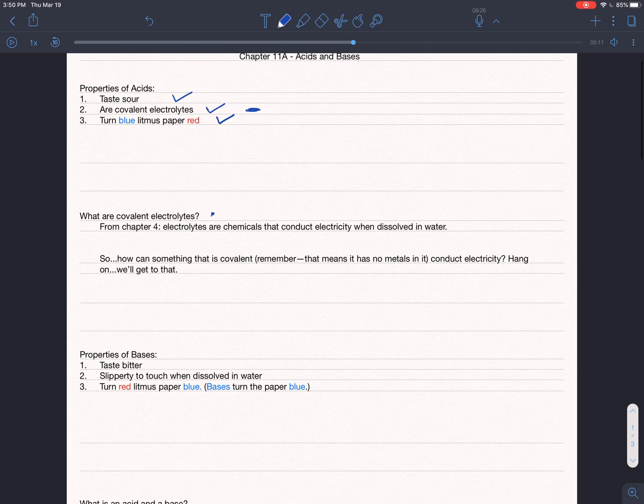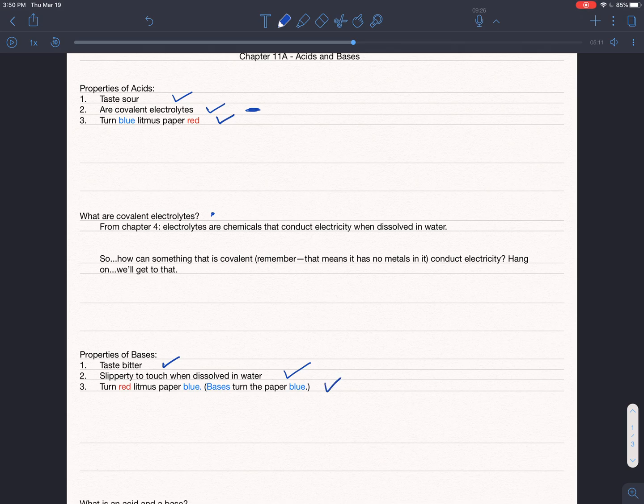Okay, so bases. We have three properties for bases. Bases taste bitter. They are also, oops, I got a typo, they are also slippery to touch when dissolved in water. That's another property of a base. And finally, bases turn red litmus paper blue.